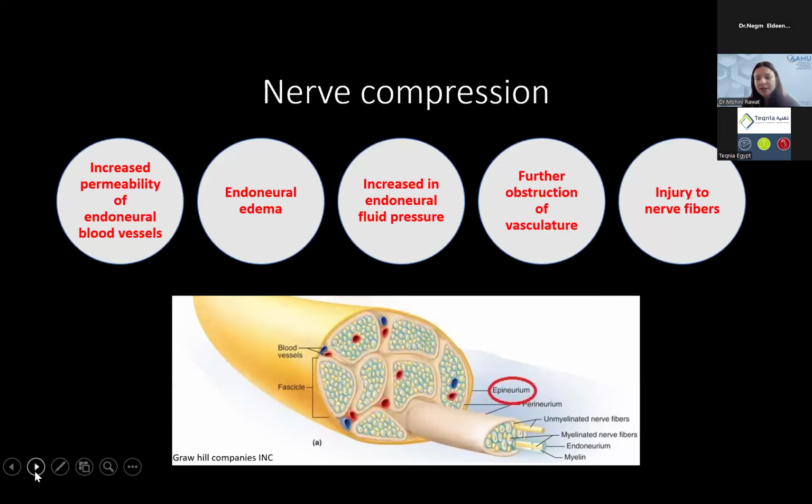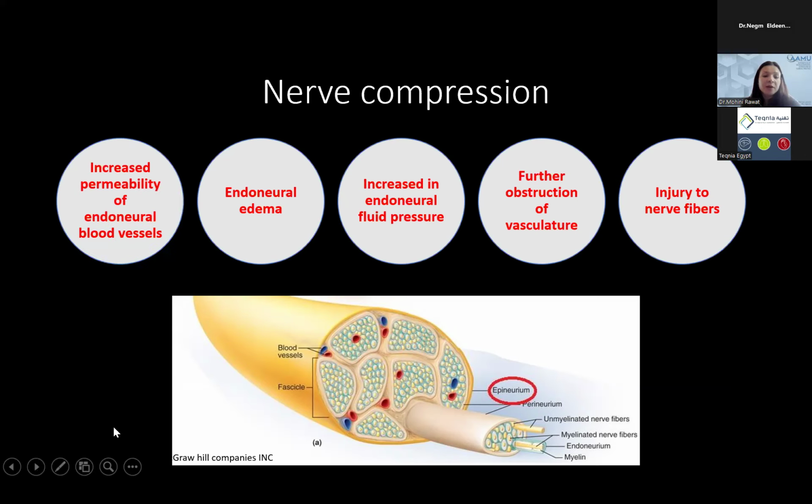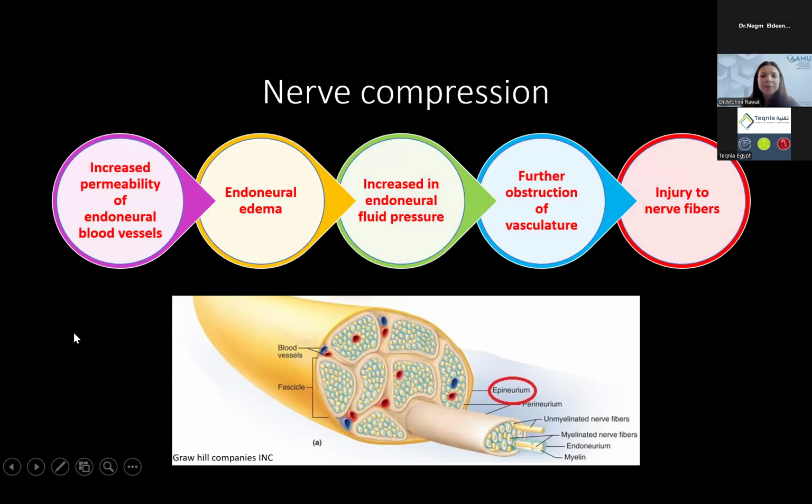Why we see hypoechoic signal can be explained by the pathophysiology within the nerve. So what happens when a nerve is compressed at a site? When the nerve is compressed, there is increased permeability of endoneural vessels, which leads to endoneural edema, which leads to an increase in endoneural fluid pressure, which causes further obstruction of vasculature and injury to the nerve fiber.